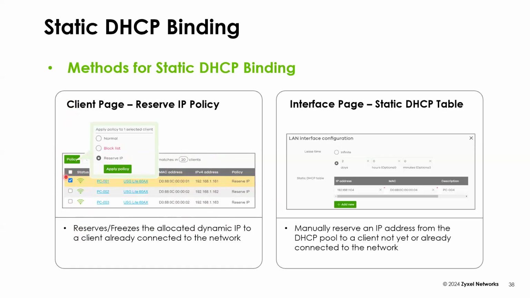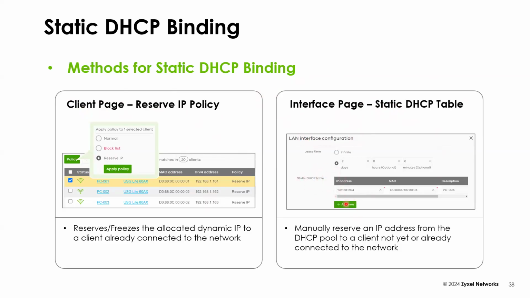Now, the downside to this is that you're stuck with whatever IP address they were assigned by the DHCP server initially. If you want to specify a specific IP address for a device, instead of doing that on the client page, you go into the interface page for your router. Whether that's a USG Lite 60 or a USG Flex H series, this is the page where you do that. You go under the LAN interface configuration, and there is a static DHCP table.